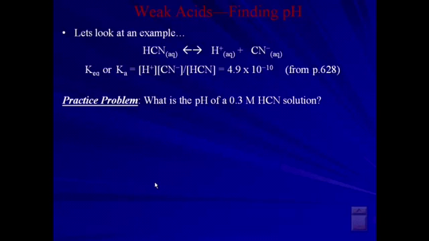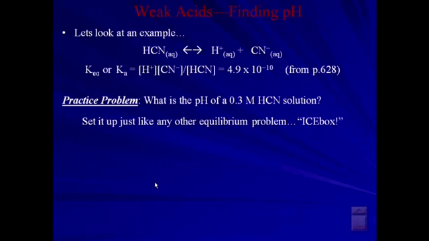Here's your practice problem. What is the pH of a 0.3 molar HCN solution? So we have the value of Ka, and we have the molarity of the HCN solution at the beginning. Take a wild guess as to what you're going to have to do. You've got a K value, and they gave you the initial concentration. You're going to have to set up an ice box. Because whenever they give you a Ka value, especially a Ka value that's really, really small, that means that this is a pretty weak acid, like you can tell by the Ka value.